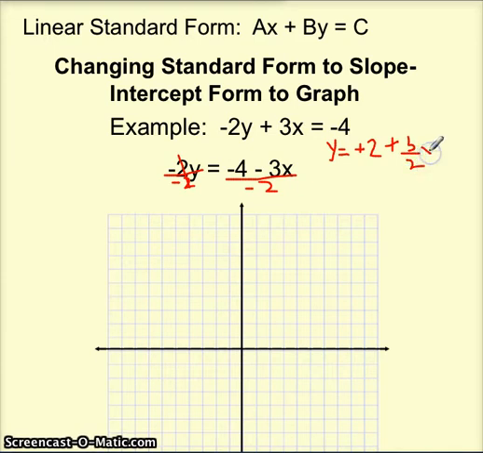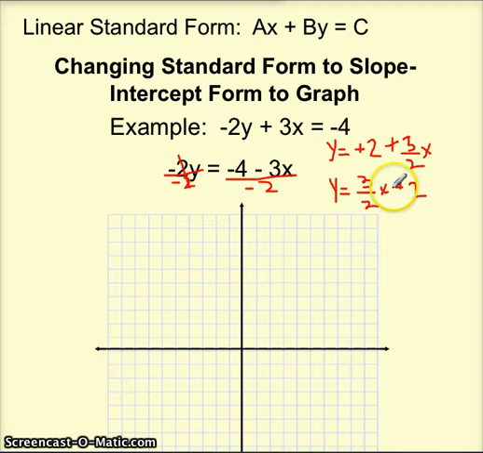2x. Now, because it's y equals mx plus b, right now I have y equals b plus mx, so I want to get the mx in front of the b. So let's rewrite this so we have graphable form. Y equals 3 over 2x plus 2. So again, now we have y equals mx plus b.